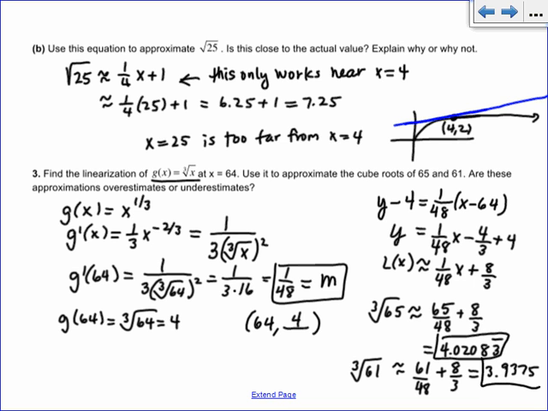And they should make sense in the end, right? We know that the cube root of 65 is a little bit more than 4, and the cube root of 61 is a little bit less than 4. So we're good. Okay, would these be overestimates or underestimates?